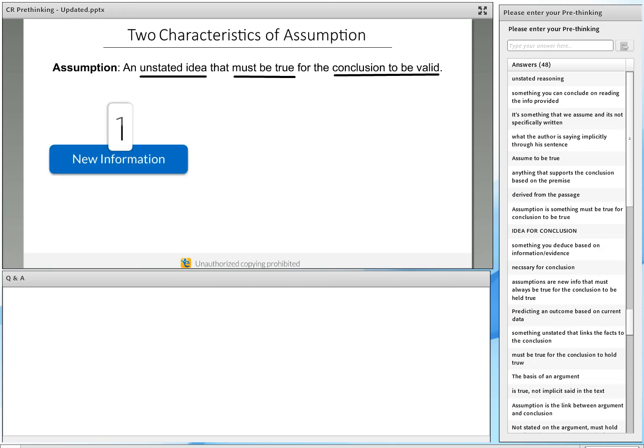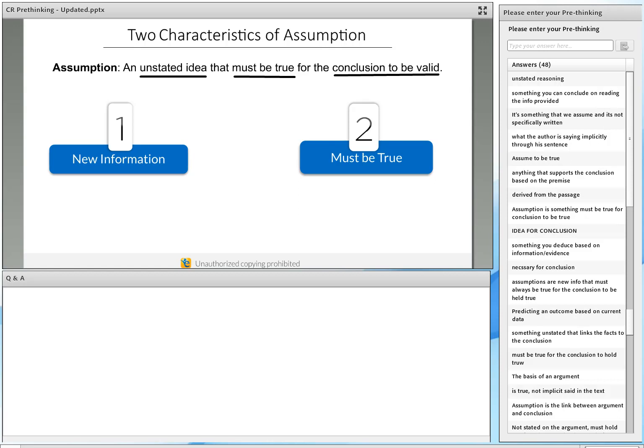So what does this mean? Let's infer some information out of it. Because an assumption is an unstated idea, the information in the assumption should not be inferred from the factual part of the argument. In other words, an assumption is actually the complete opposite of, or mutually exclusive to, what an inference is. Why? Because it is an unstated idea, which means it cannot be inferred from the factual part of the argument.